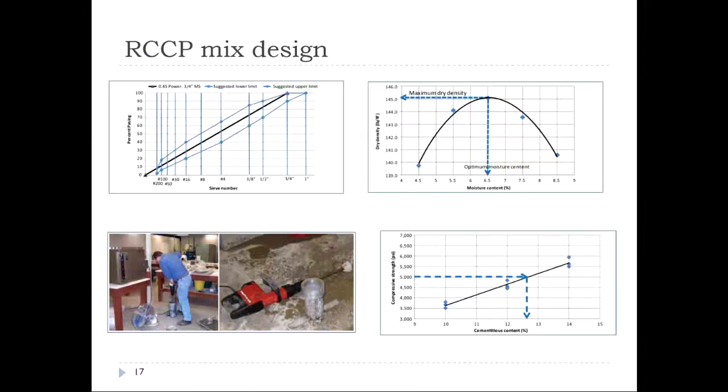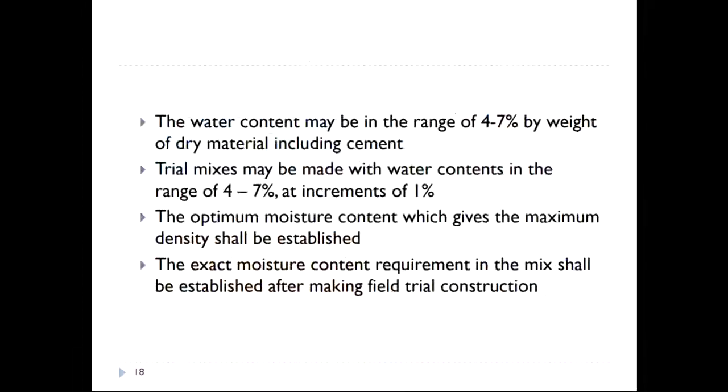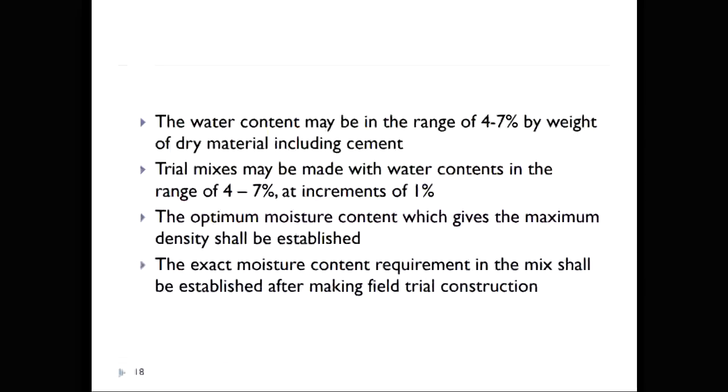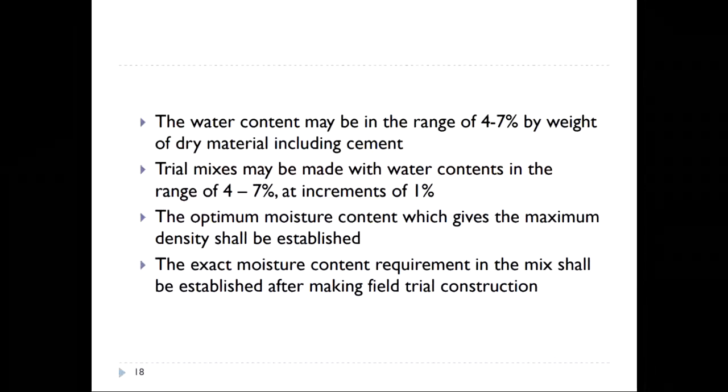See whether your target compressive strength, or suppose your strength is in terms of target flexural strength, see at what cement content you achieve this. So this is basically your RCCP mix design. Now, regarding the water contents that you can start, the water contents may be selected in the range of 4 to 7%. While you're doing the proctor test, or the compaction test, you can go for increments of 1%. The optimum moisture content, which would yield the maximum density, shall be established. The exact moisture content in the field shall be established after making field trial constructions.